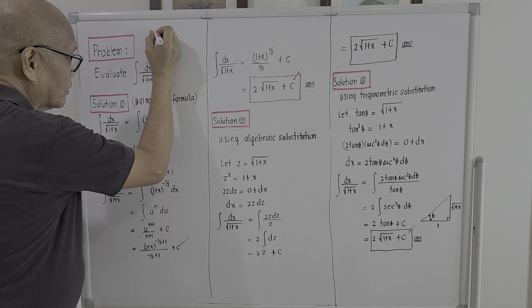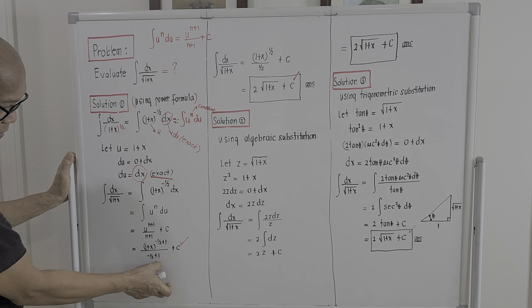The integral of u to the n du will be u raised to n plus 1 over n plus 1, plus c. So the value of u is 1 plus x. The value of n is negative 1 half, so this will become negative 1 half plus 1 over negative 1 half plus 1, plus c.